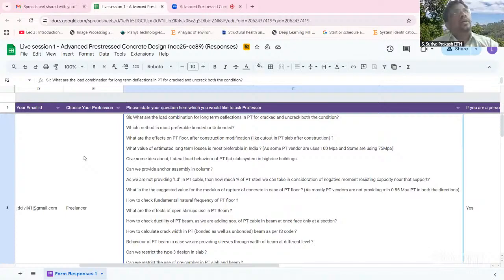Extra projection of the slab outside the column. We can provide an anchor assembly and avoid the congestion problem. That can also be done.